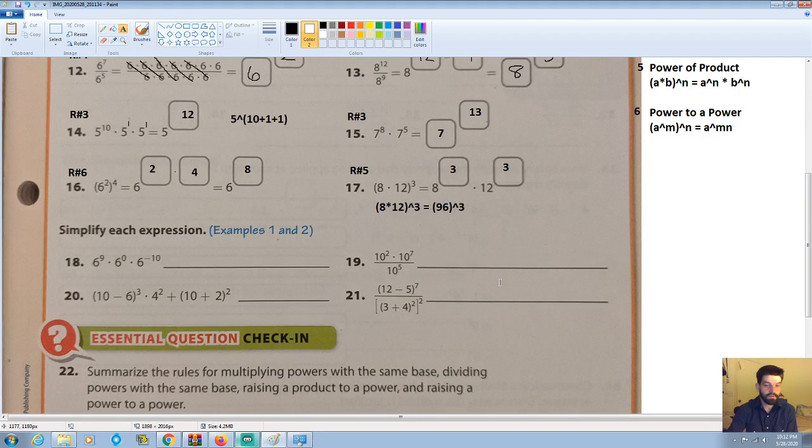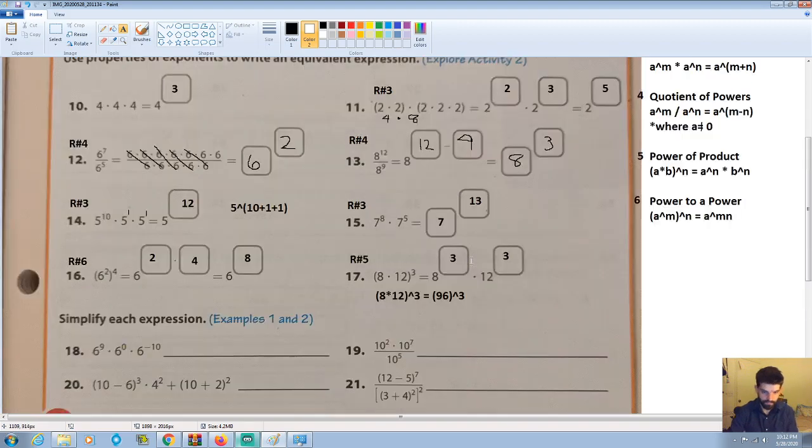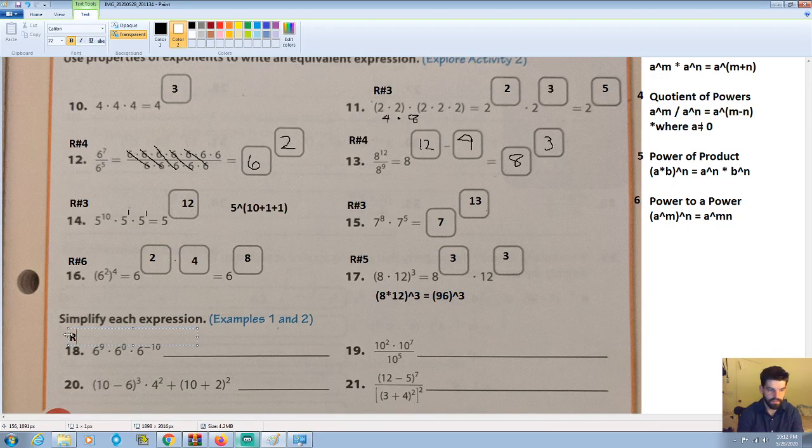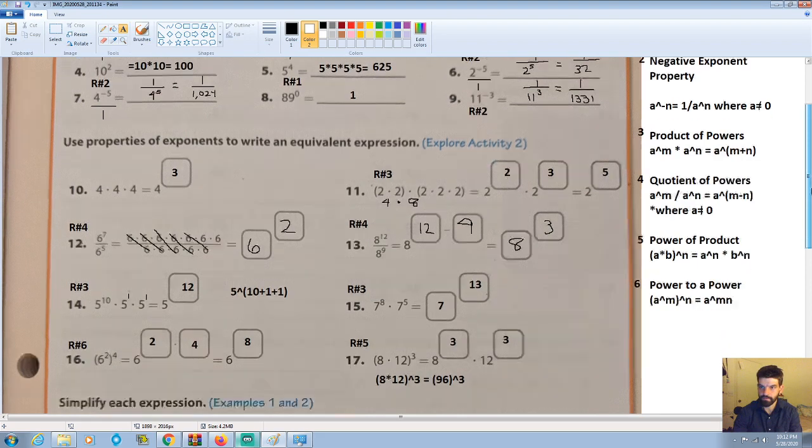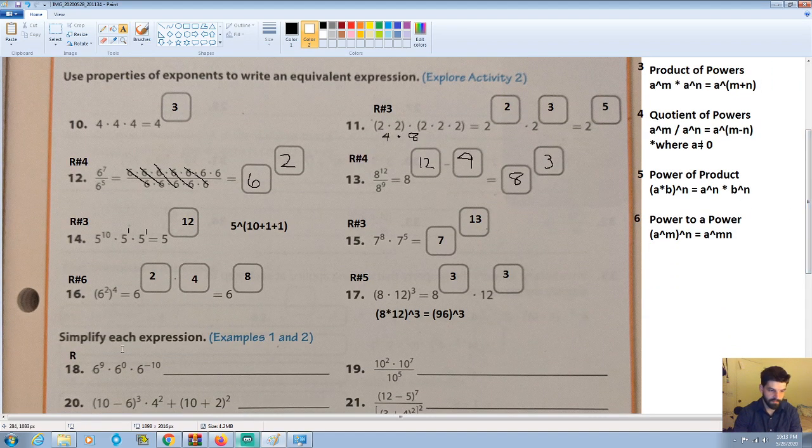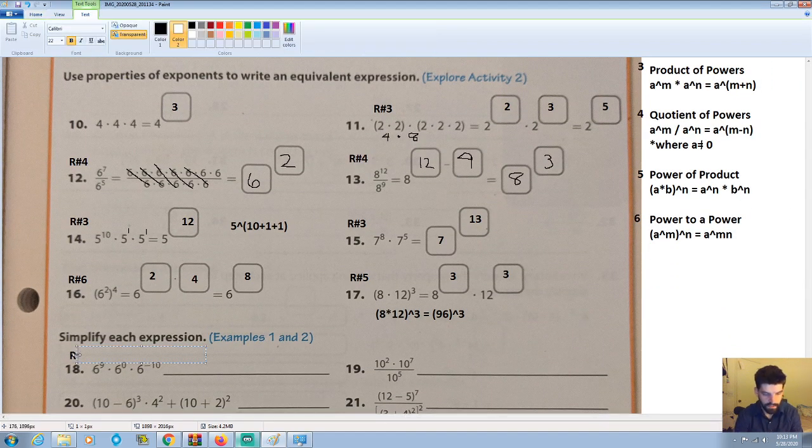So this wants you to simplify the expression. Okay, so what we're going to do here is take number 18 here. So number 18 is going to be rule number 3. Just to revisit number 3 here, it's going to be a product of powers. So it's going to be rule number 3.